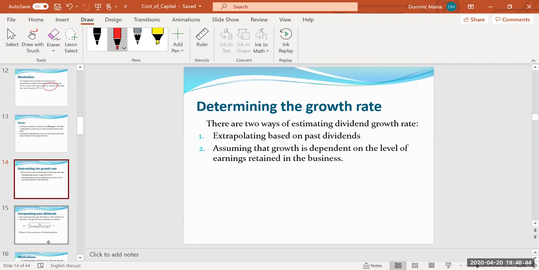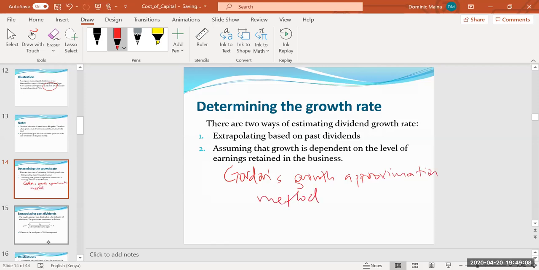Then another method is called Gordon's growth approximation method, or simply the retention model. That's the second method. For now, let's first discuss the first method, extrapolating the past into the future, the extrapolation method.